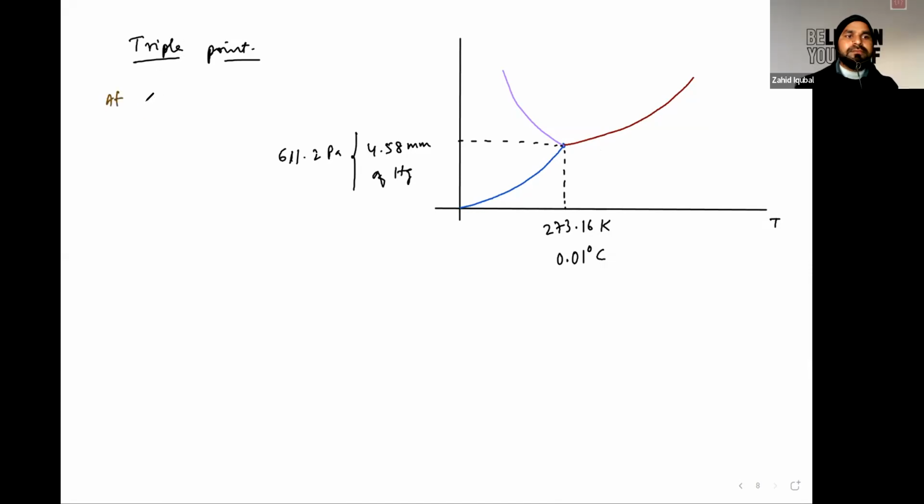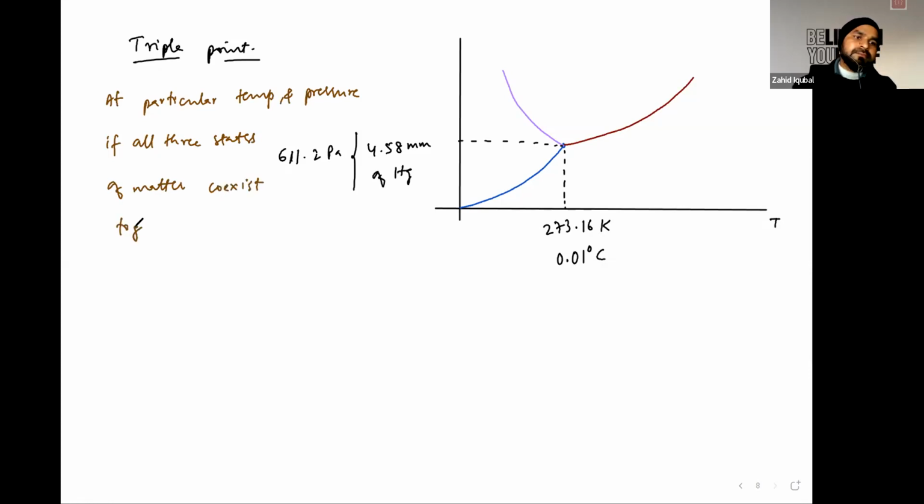And at a particular temperature and pressure, if all three states of a matter coexist together, this is called triple point.